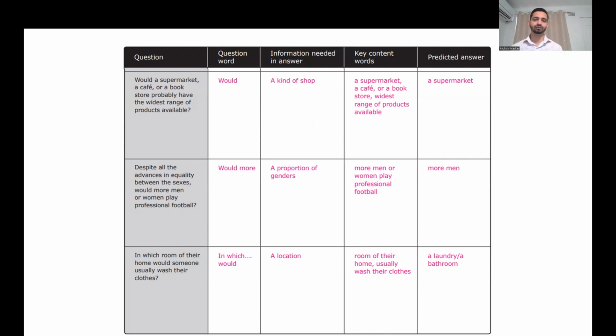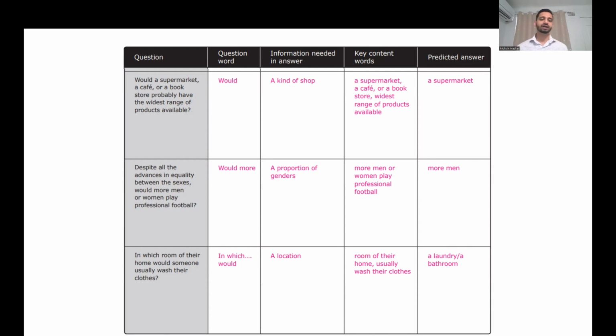So I will read the question for you. Would a supermarket, a cafe, or a bookstore probably have the widest range of products available? Question word here is would. Information needed, and the answer is a kind of shop, right? Kind of shop is obviously supermarket, and you've got three options here, and the keywords are obviously a supermarket, a cafe, or a bookstore, widest range of products available. Predicted answer could be a supermarket, right? When you go to a supermarket, the most amount of products you find would be in a supermarket. The biggest range of products available would be in a supermarket.